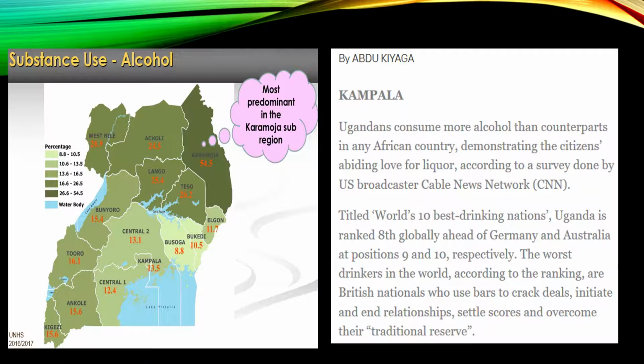Karamoja has the highest drinking rate. Right? This is WHO statistics. You can go and check. On the other side is a CNN report which says Uganda is number 1 in Africa. Uganda, are you the richest in Africa? But you consume the highest alcohol per person, per liter on this continent.